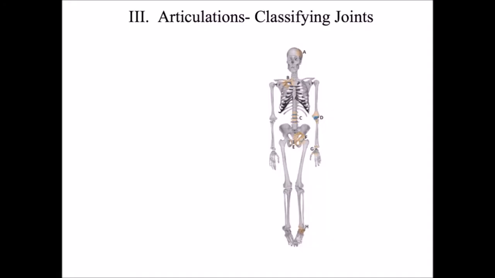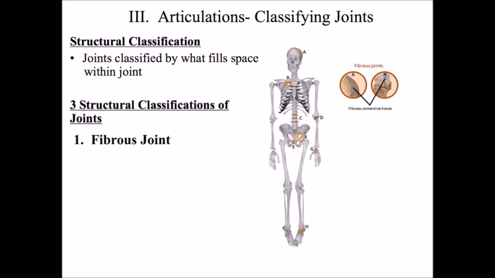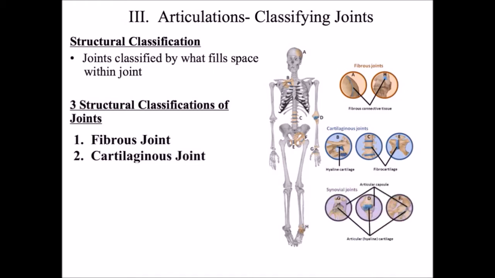The second method for classifying a joint is by structural classification. And in structural classification, we have to look at what fills the space between the joints, or between the two bones. There are 3 structural classifications of joints. The first structural classification is called the fibrous joint. The second structural classification is called the cartilaginous joint. And the last structural classification is called the synovial joint.